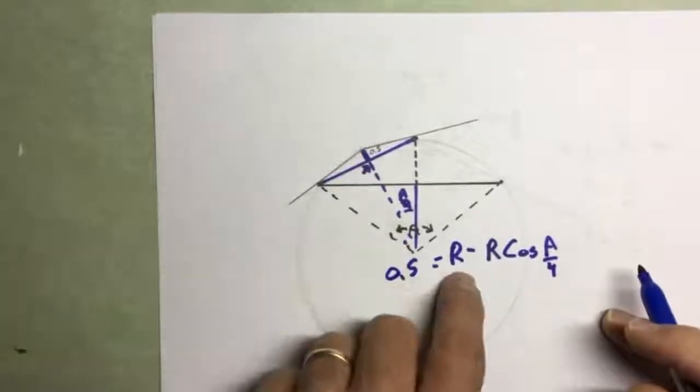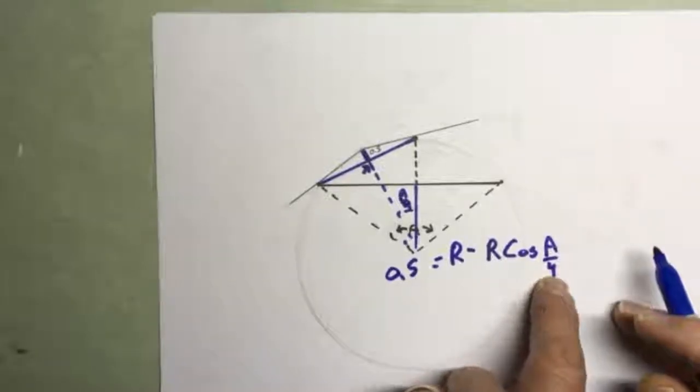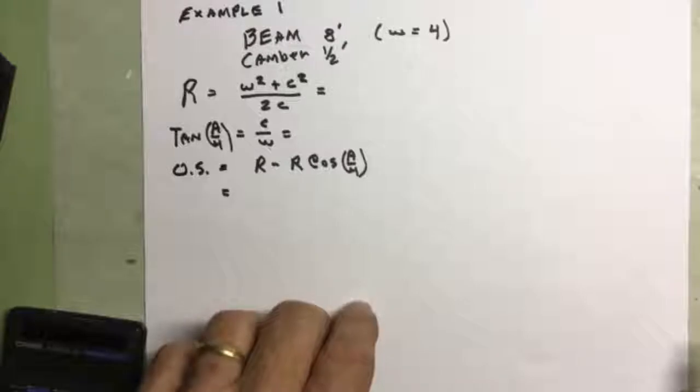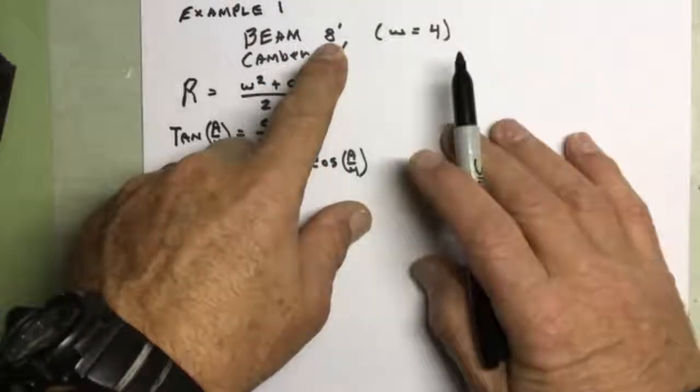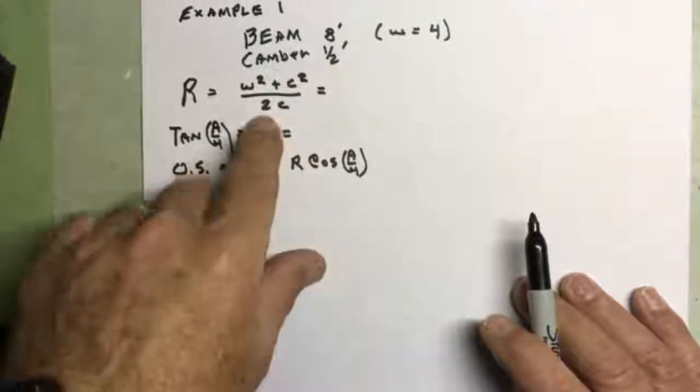We know R, and we know alpha, or the arc angle, divided by 4, so we can calculate our offset. It's that simple. Let's do an example. Let's have a beam of 8 feet, so our half width will be 4 feet, with a camber of 6 inches, or a half a foot.